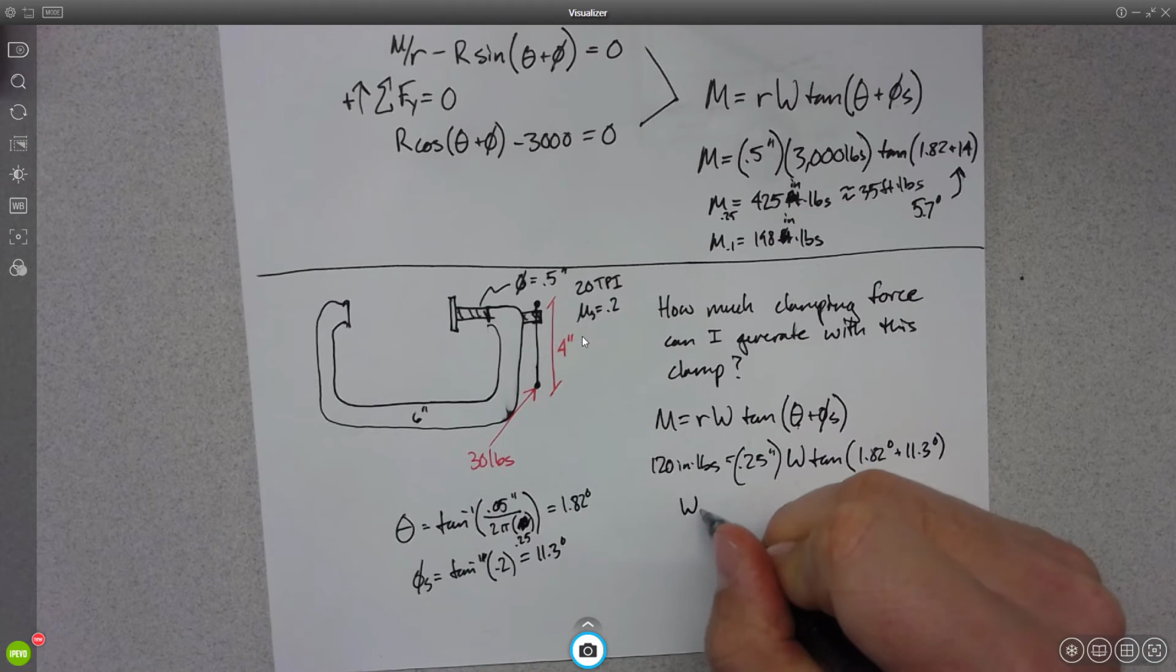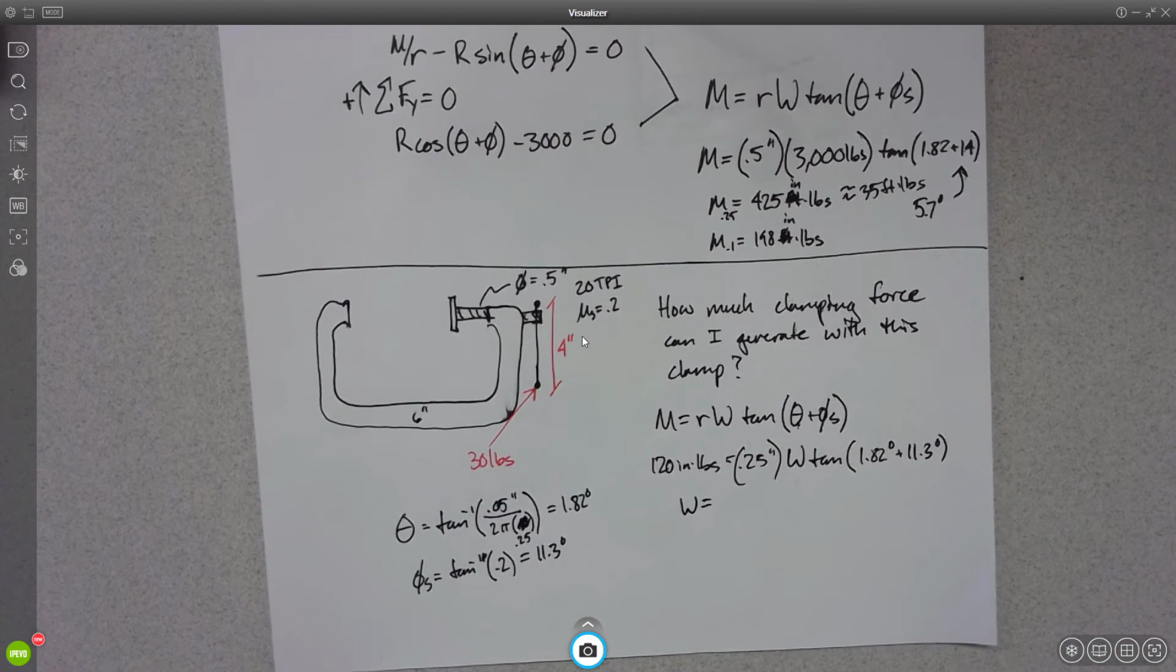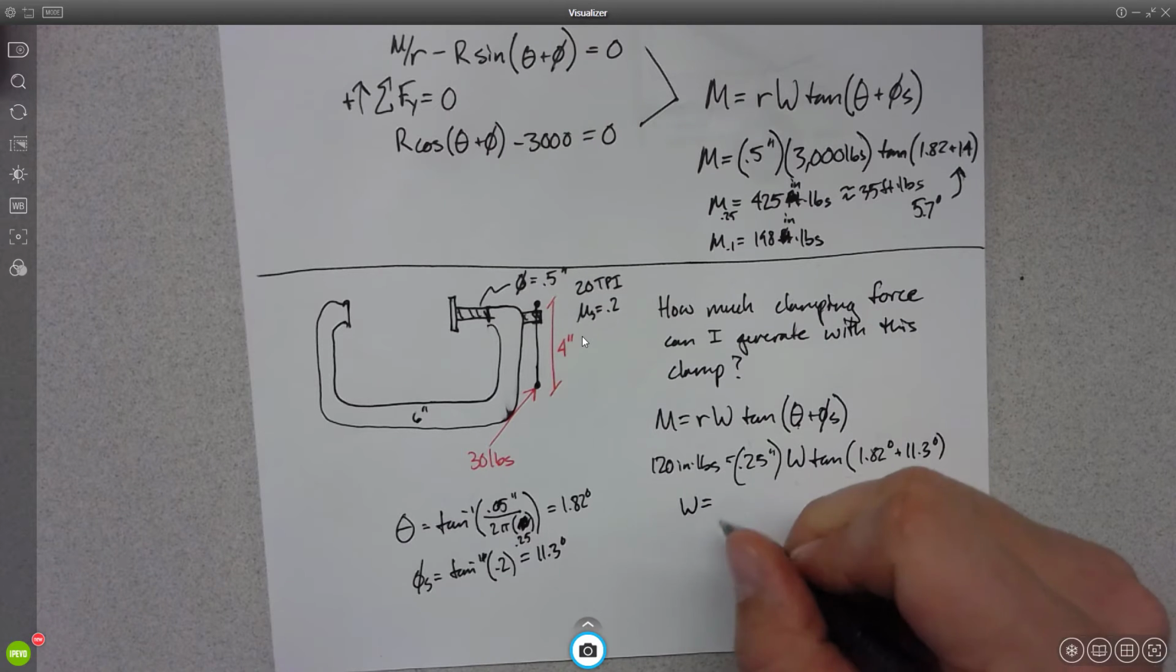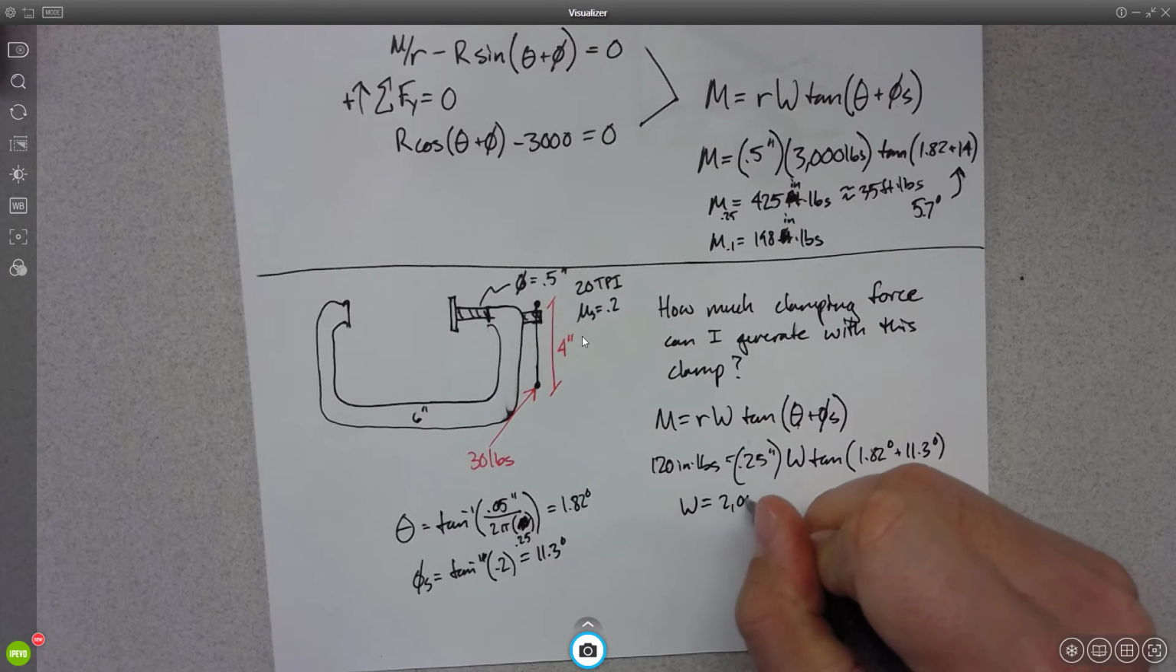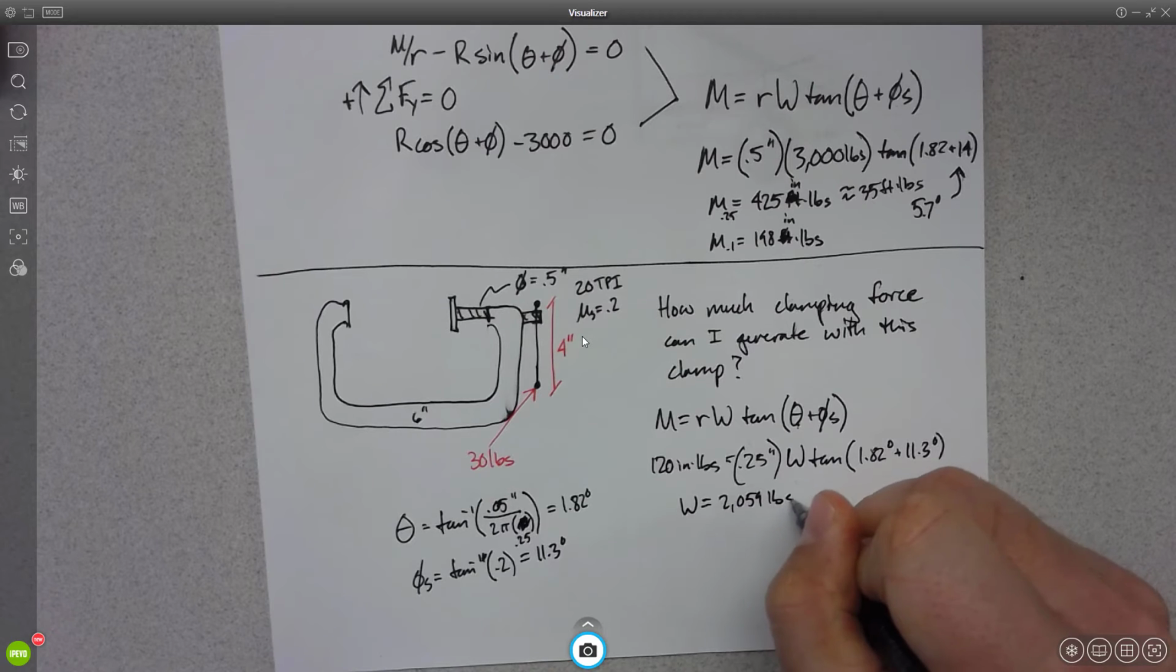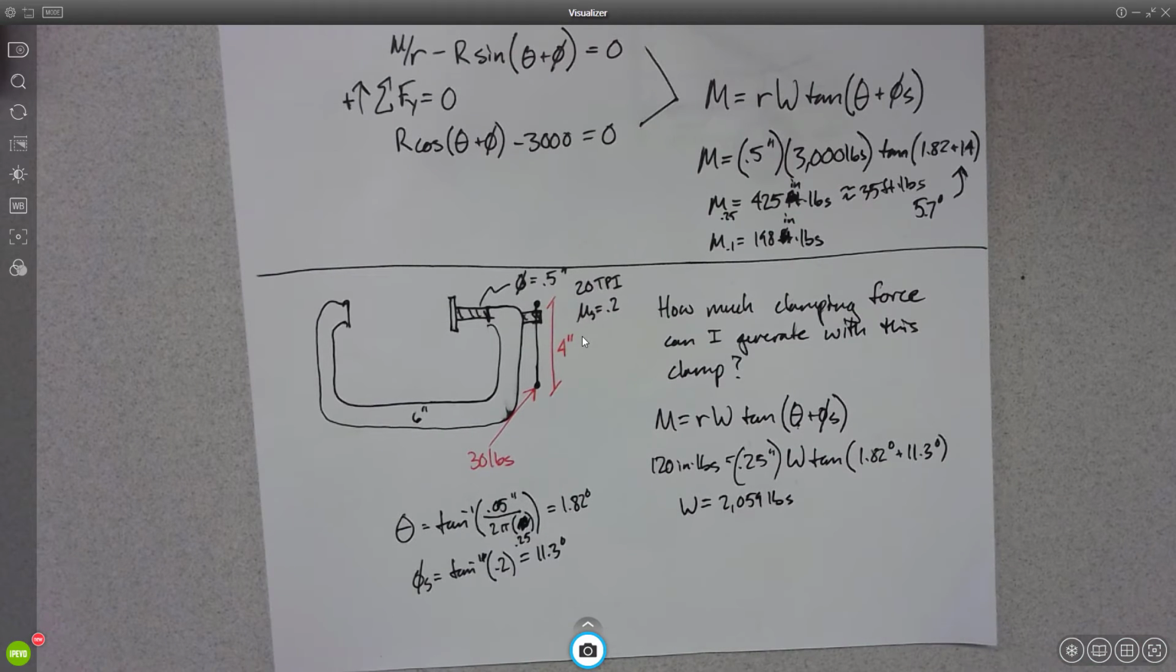So what did you say you got? 2,059 pounds. Okay. That's how much you can squish. Yes, sir.